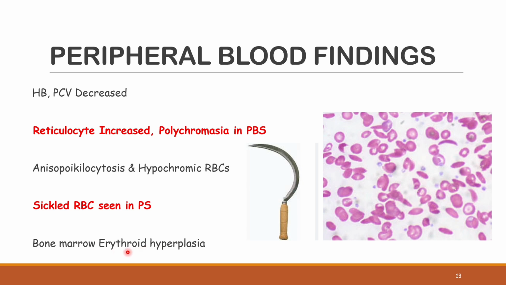And obviously, in the bone marrow, you have erythroid hyperplasia because the body will need more RBCs, right? Because these abnormal RBCs will be removed from our body because they are abnormal. So we need more RBCs. So erythroid hyperplasia is observed in bone marrow.